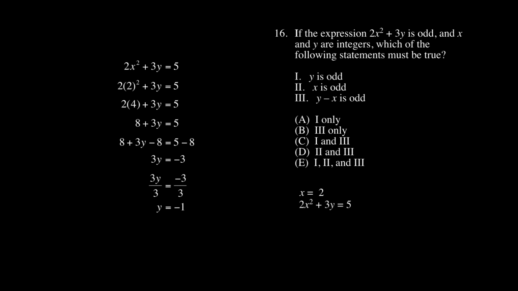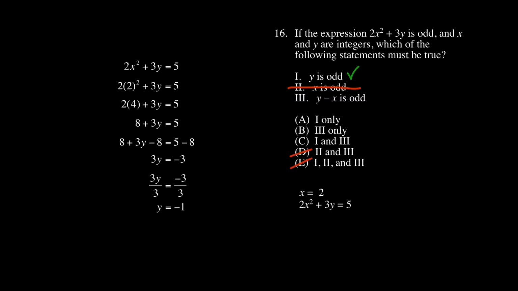Roman numeral number 1, y is odd. Well, y is negative 1, and that's odd, so 1 could work. Roman numeral number 2, x is odd. Well, we said x was 2, and that's even. So statement 2 doesn't have to be true. It's not a must be true. So we get to eliminate all the answer choices that contain Roman numeral number 2. So we can cross out answer choice D and answer choice E.